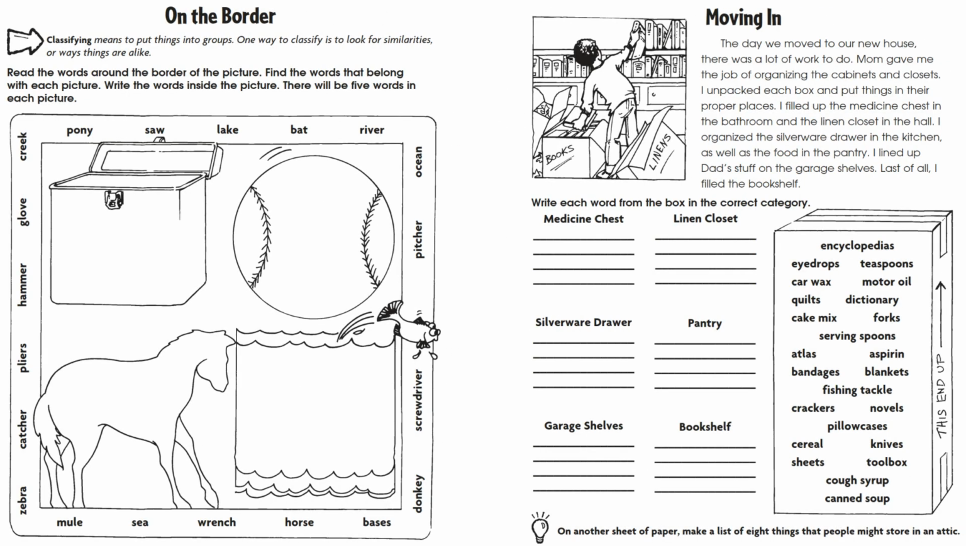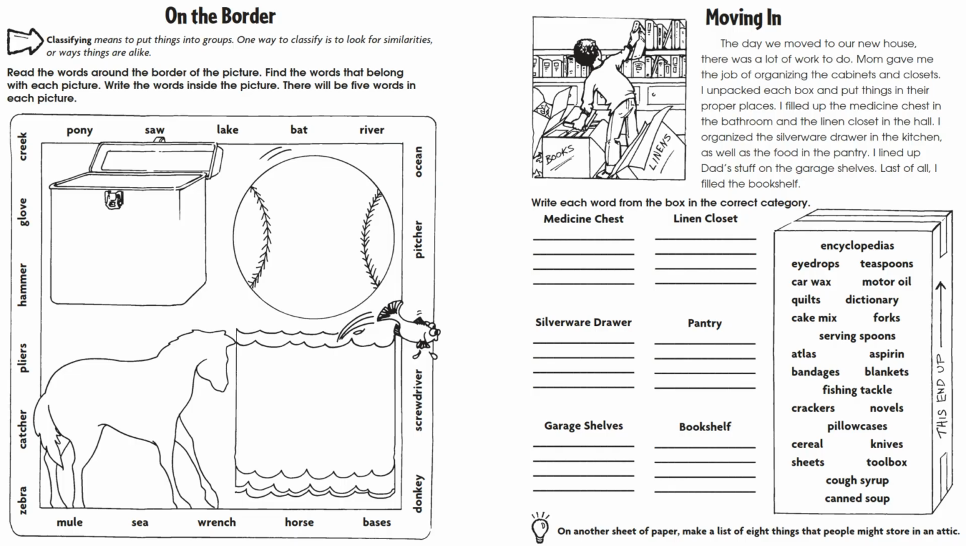Let's begin with the page called On the Border. The skill we are practicing here is classifying. Classifying means putting things into groups. One way to classify is to look for things that are similar. On this page, there are pictures inside the boxes and words around the border. Your job is to decide which words belong with each picture.